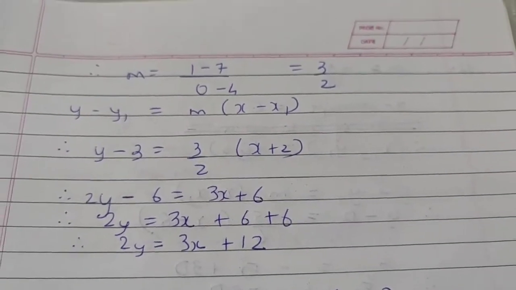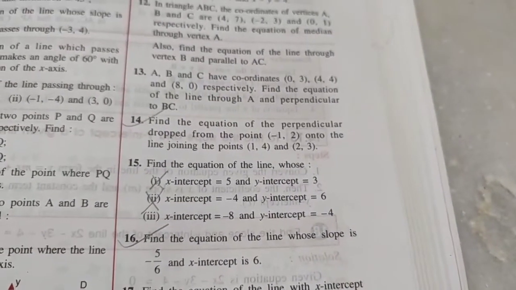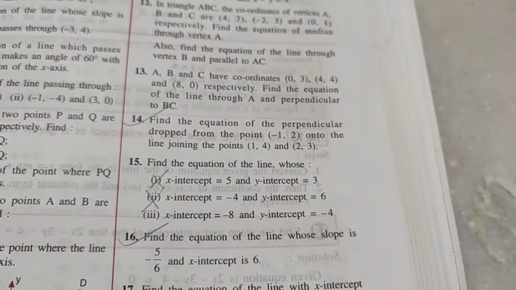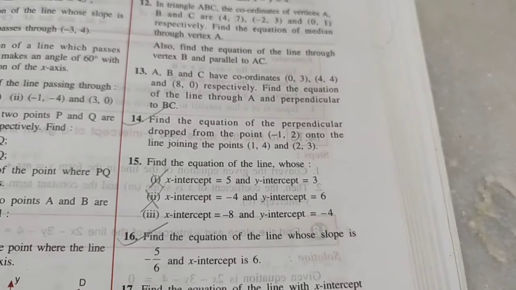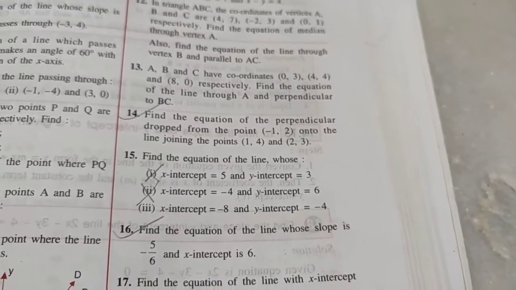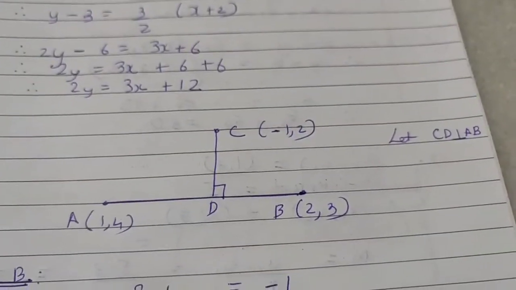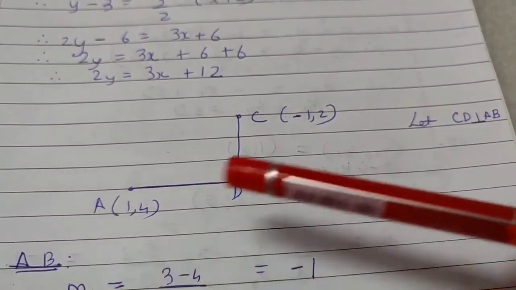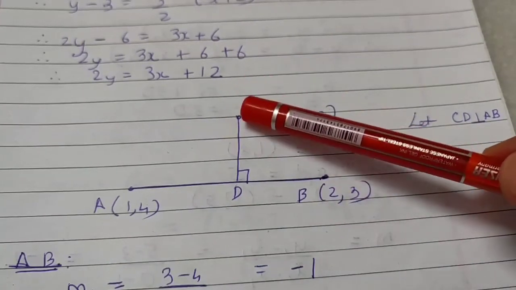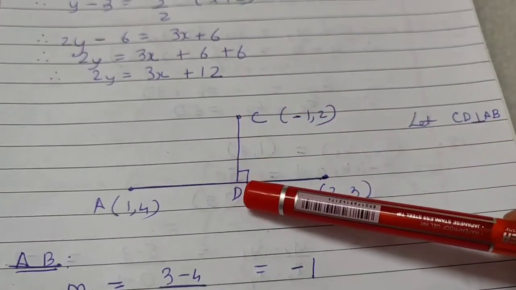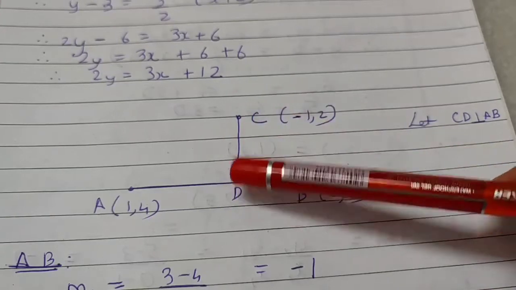Next, the 14th question. Find the equation of the perpendicular dropped from the given point onto the line joining the given two points. So first of all, you try to draw a diagram. Pause the video and draw the diagram yourself. Let's see if you can figure it out. Well, see here. Did you draw it like this? A and B points are given, and from C, drop a perpendicular. Find the equation of CD, they have asked.